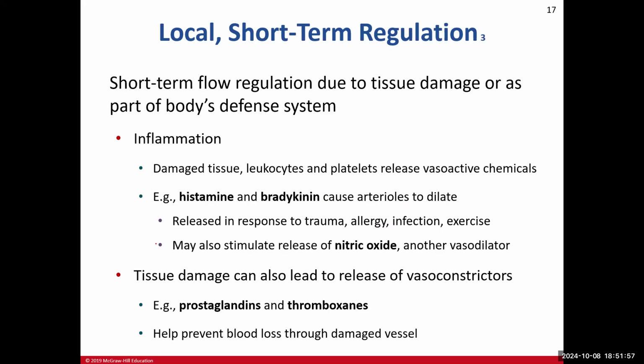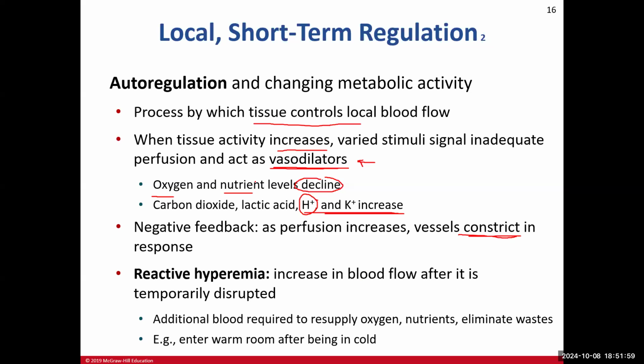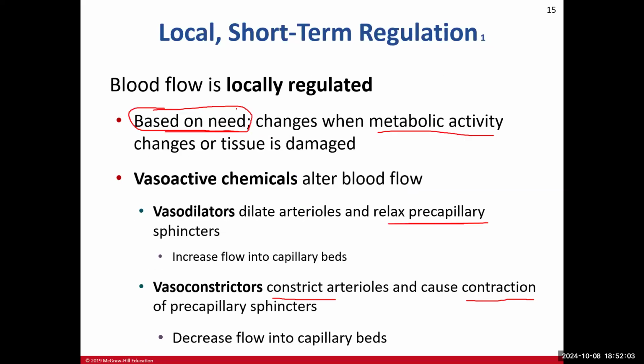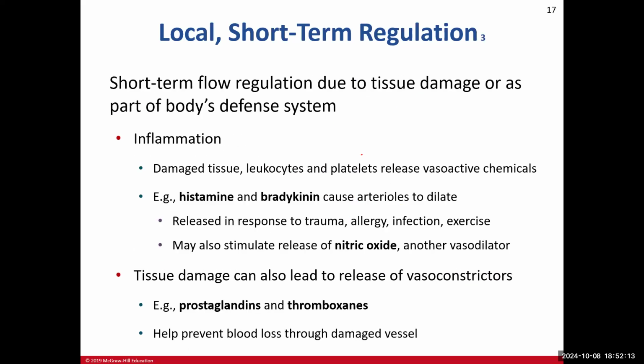So one of the things that we're going to see, I mentioned two things here when I was talking about locally regulated. One was the metabolic activity, what we just talked about. And then the other one was what happens when the tissue is damaged. And this gets us into inflammation. We'll talk more about inflammation when we get into the immune system, right? But we all are somewhat familiar with inflammation here, right?